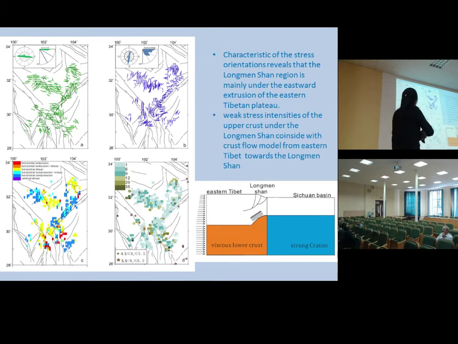This is the recent stress result. From this figure, we can see that the maximum stress axis coincides with geodynamics. This is maximum compression. This is maximum compression. This is the stress intensity. You can see that the characteristic of the stress orientation reveals that the Longshan region is under the eastward extrusion of the Tibet plateau, from this direction to this direction. This is the geodynamic type of stress data. This one is horizontal extension, horizontal shear, horizontal compression. Horizontal extension, right? This is compression. Yes, horizontal compression.